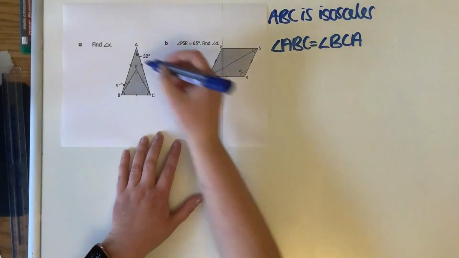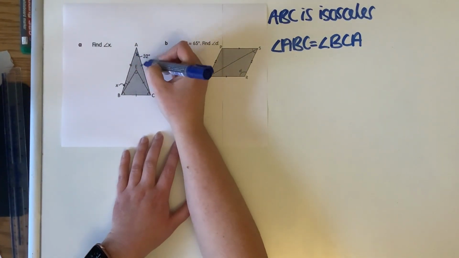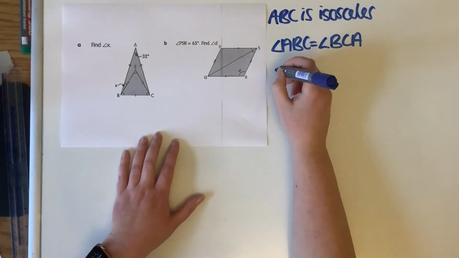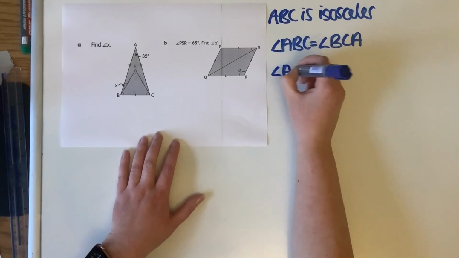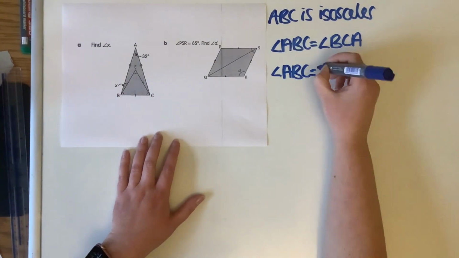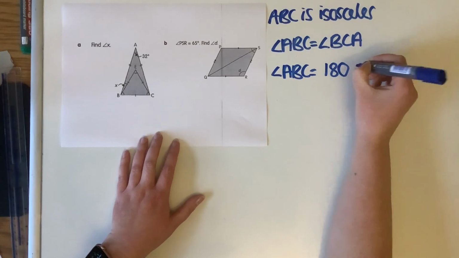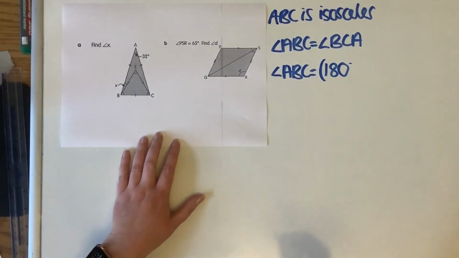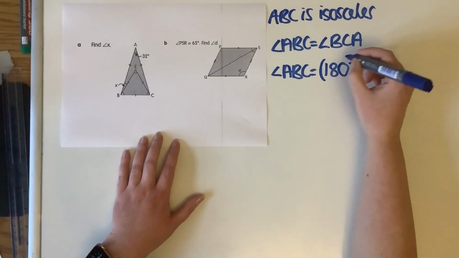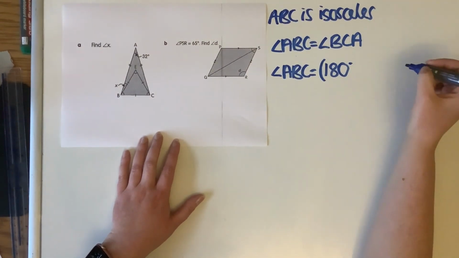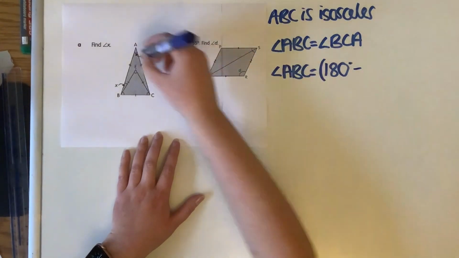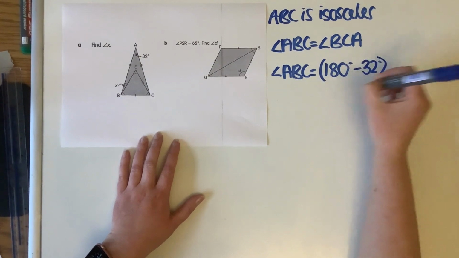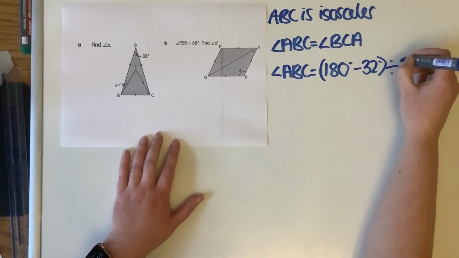If I know that the angle BAC is 32 degrees, in order to work out the angle ABC, I can do 180 degrees, and I'm going to set this out in brackets because rather than doing 2 separate calculations, I can do it all together in one using brackets. So I'm going to do 180 degrees, subtract 32 degrees, because that's what I need to do first. So that's why I'm going to put it inside my brackets. And then I need to divide it by 2.